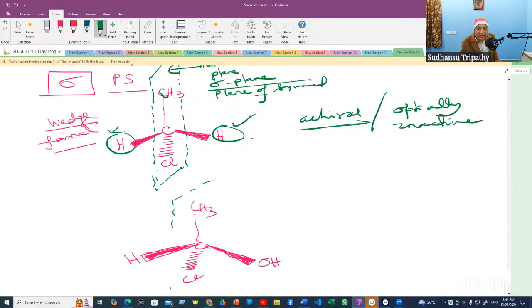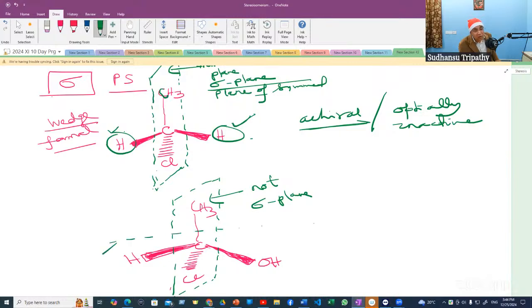Can you find any sigma plane? It is not a sigma plane, because on this side hydrogen, on this side OH, they are not the reflection of each other. The reflected image will not be superimposable with the original form. If you pass through this hydrogen, carbon and OH, then also methyl will not image with chlorine. So this is a dissymmetric molecule because it does not have a plane of symmetry. Therefore, I have written not a sigma plane.